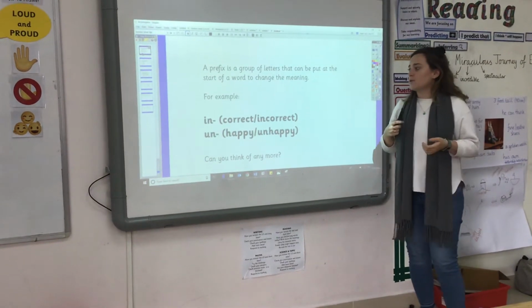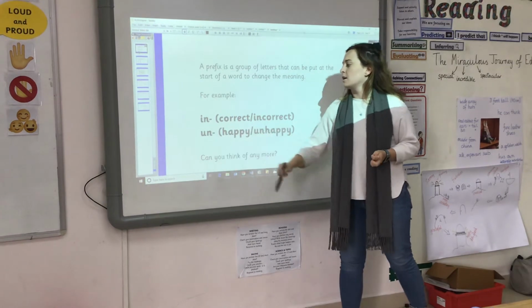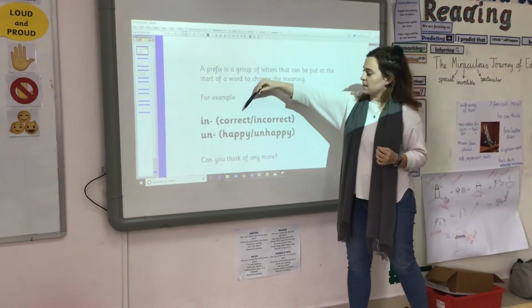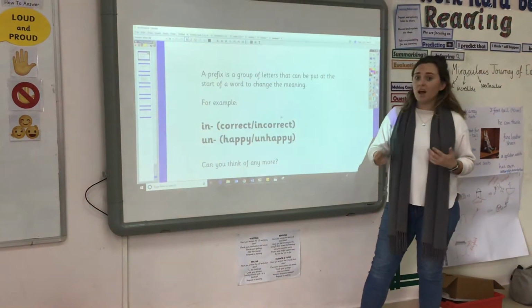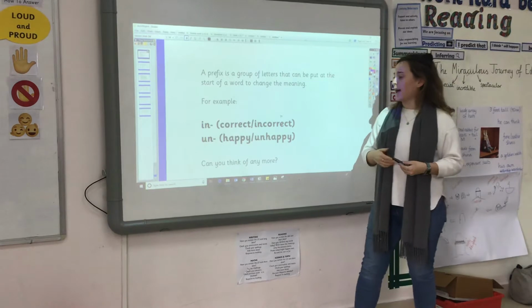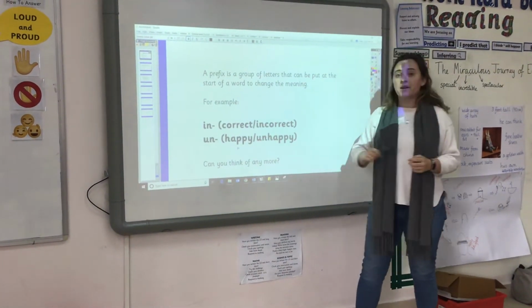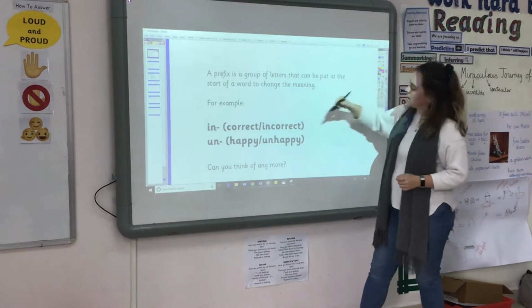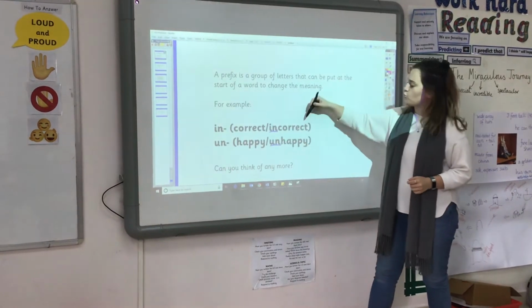For example, in and un. In makes something mean the opposite. For example, if something is correct or incorrect. Un makes something mean the opposite as well, or not. For example, happy and unhappy. And you can see the prefixes have just been added to the start of the root words.